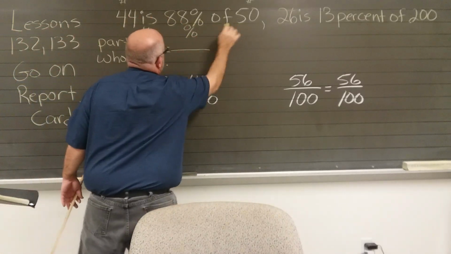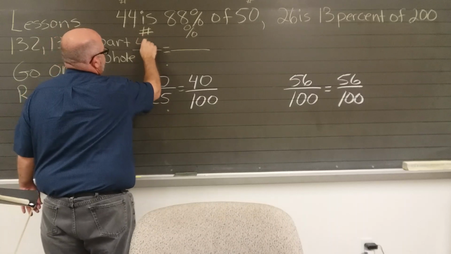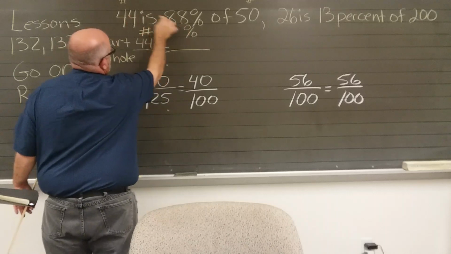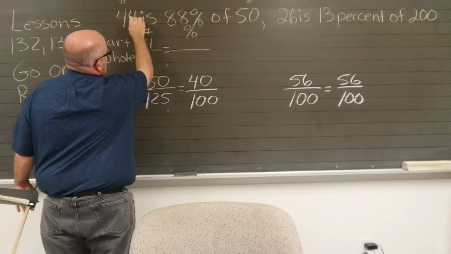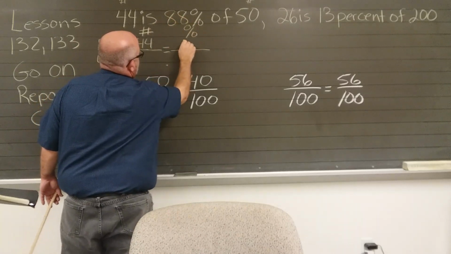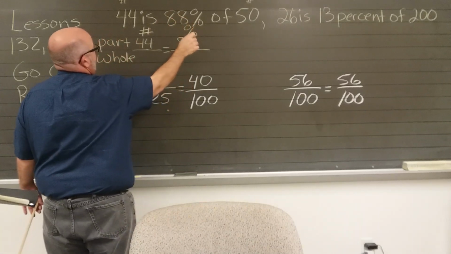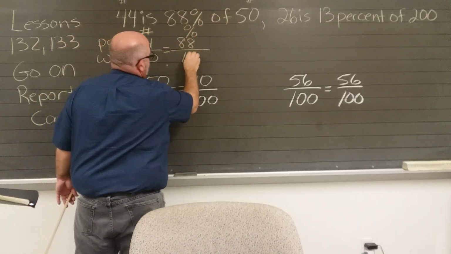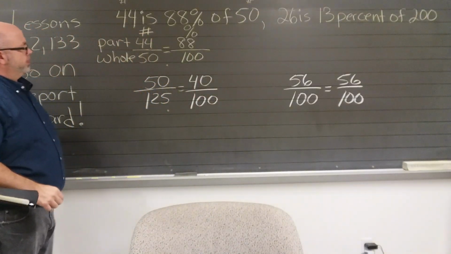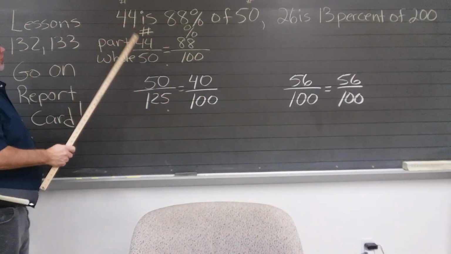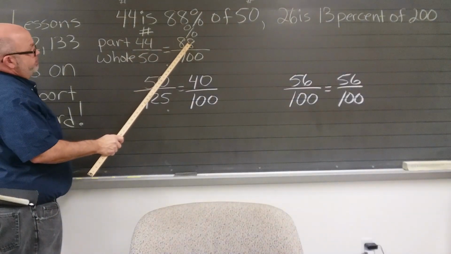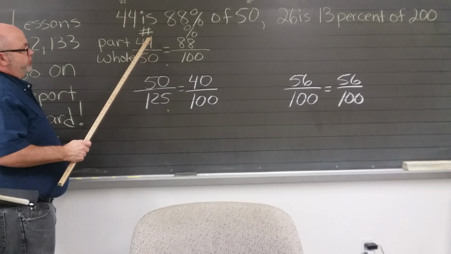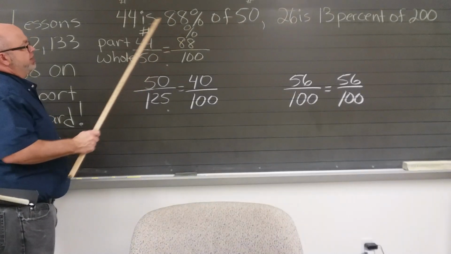This is the whole. So you have 44 is 88%. So the 44 and the 88% go together. They go across from each other. 44 is 88% of the whole number 50. And this is always 100. Okay? 44 is 88% of 50. Get that in your minds. 44 is 88% of 50.